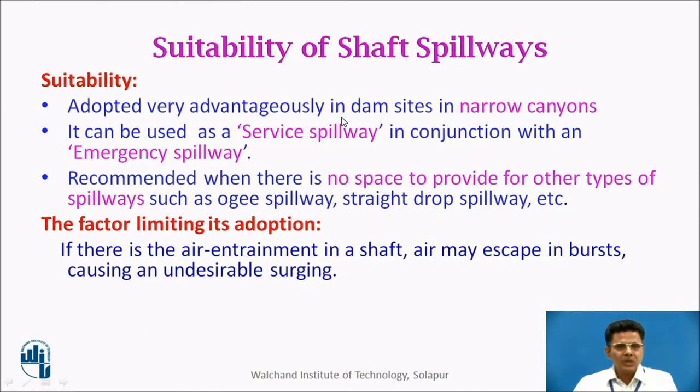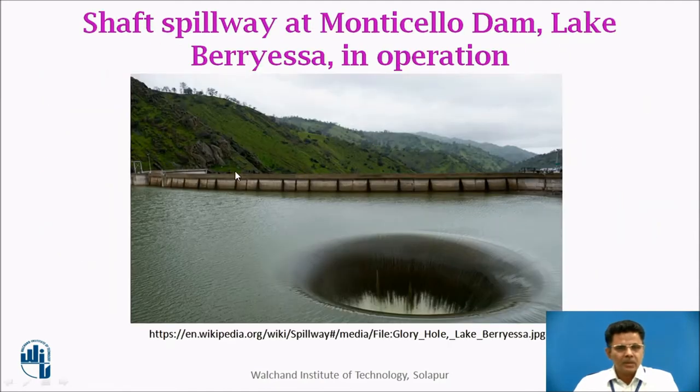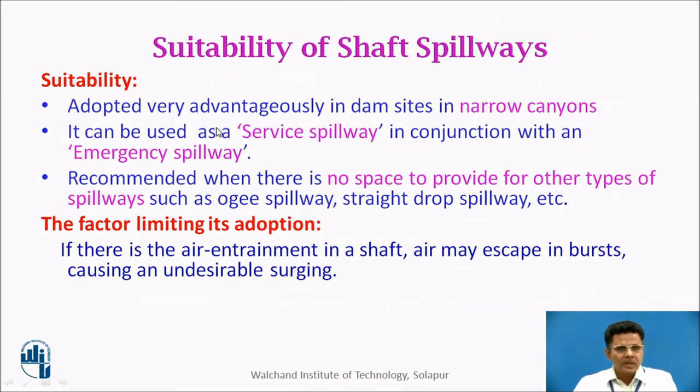Now, let us discuss the suitability of shaft spillways. Shaft spillways are adapted very advantageously in dam sites in narrow canyons. It means if we see here the valley is very narrow or there is no sufficient space to accommodate an Ogee spillway or any other type of spillway, it can be used as a service spillway in conjunction with the emergency spillway.